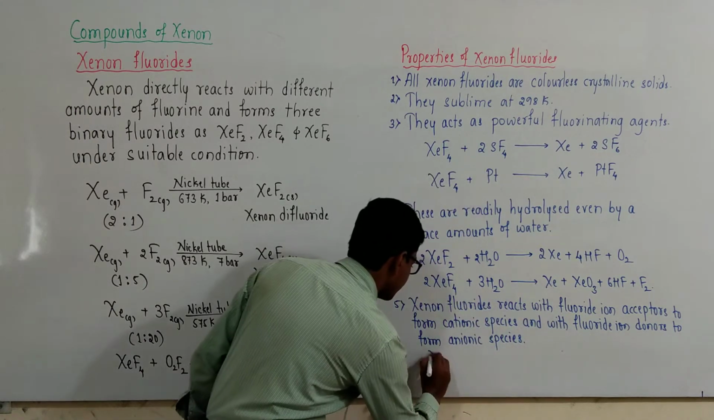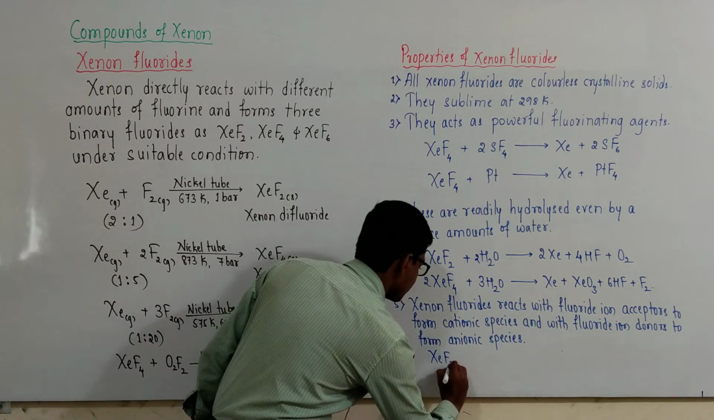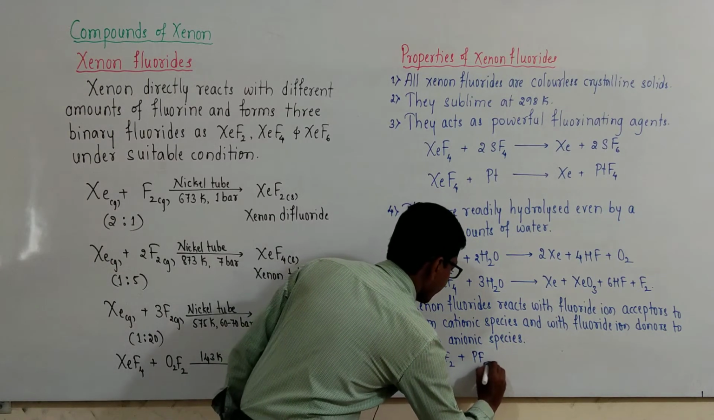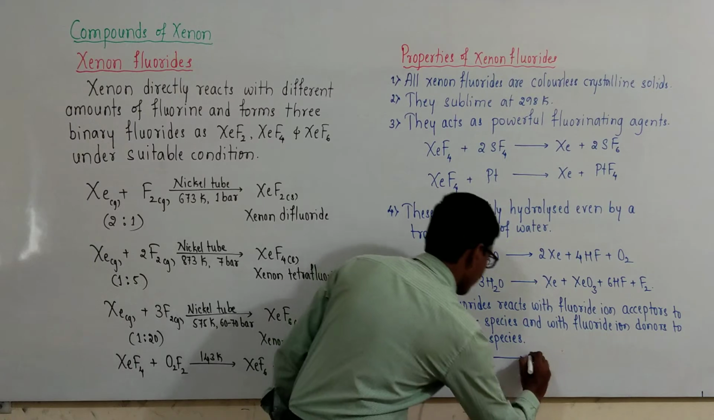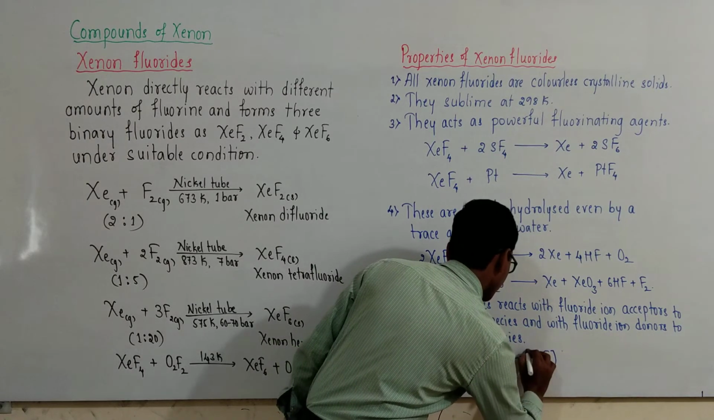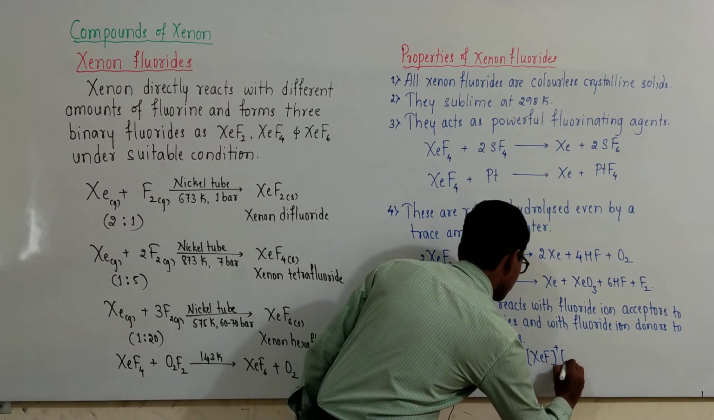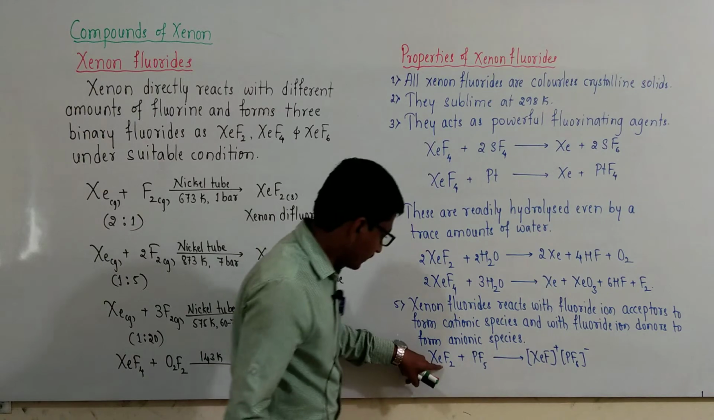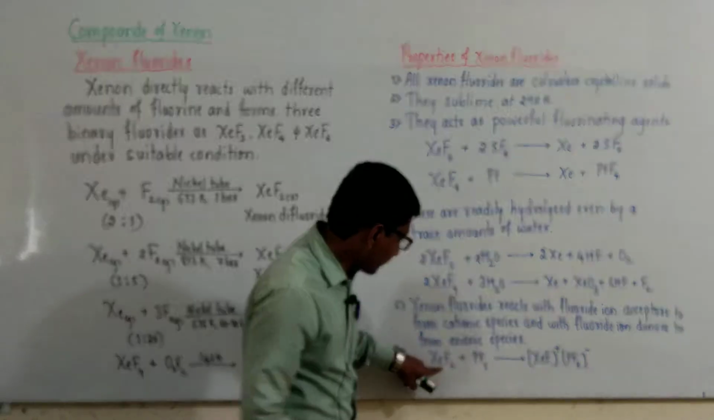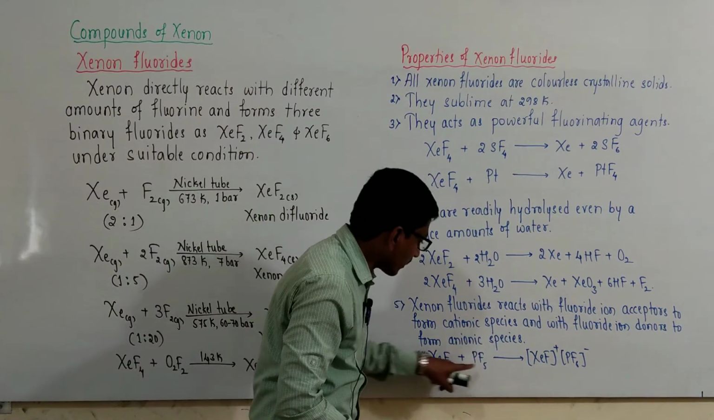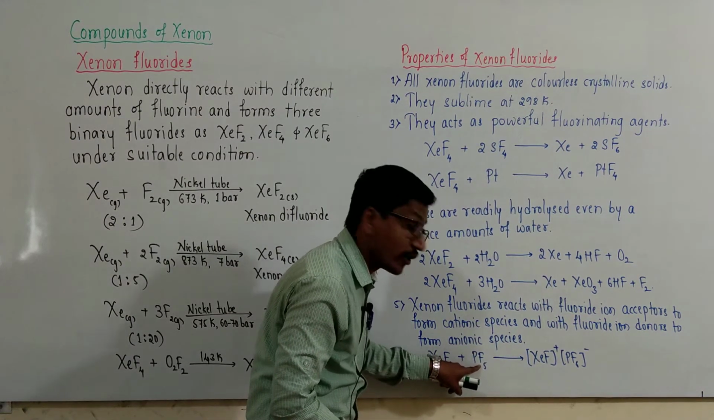For example, let us consider XeF2 reacts with PF5 to form XeF+ plus PF6-. This xenon difluoride acts as a fluoride ion donor and PF5 acts as a fluoride ion acceptor.